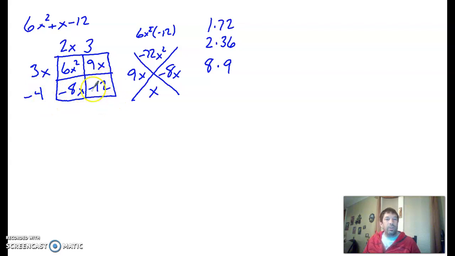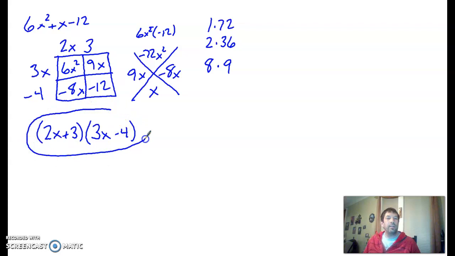And then we can double check our answer by looking at this bottom right box here. It has a width of 3 and a height of negative 4. 3 times negative 4 is negative 12. So now we have our answer. We've got a 2x plus 3 on top. We don't have the plus written in between there, but it's a positive 3. And then on the side here we have a 3x minus 4. And that is factored form.